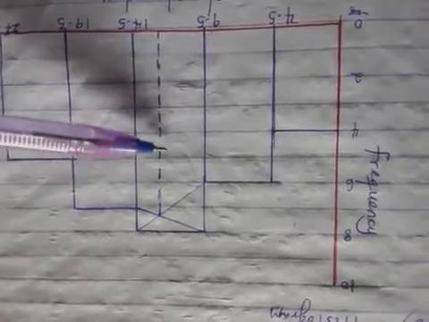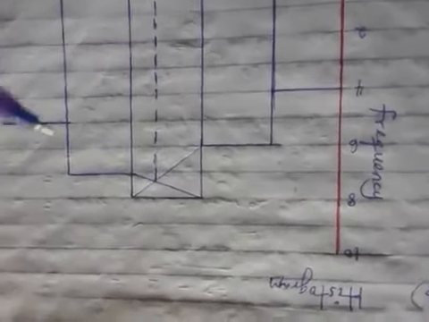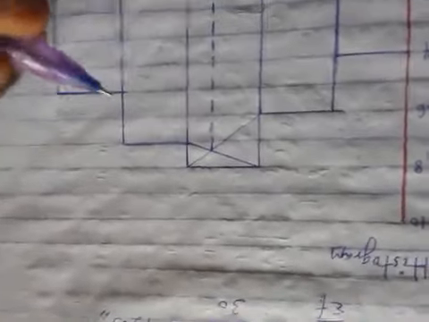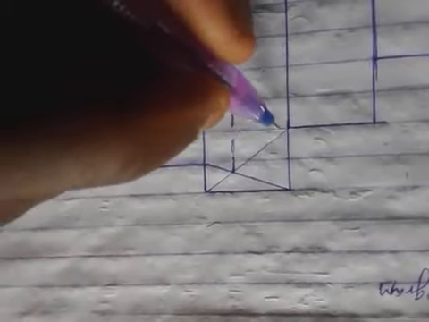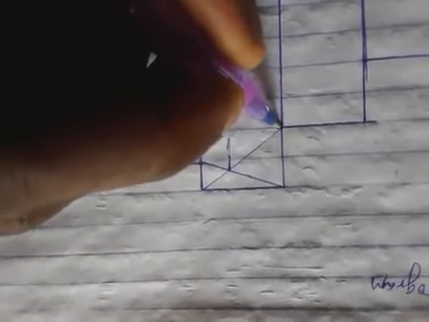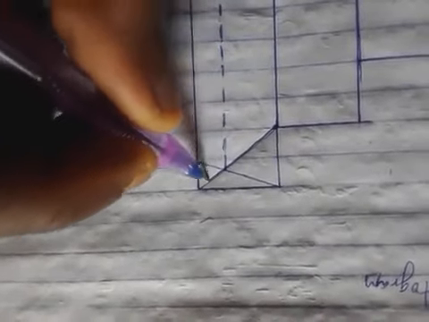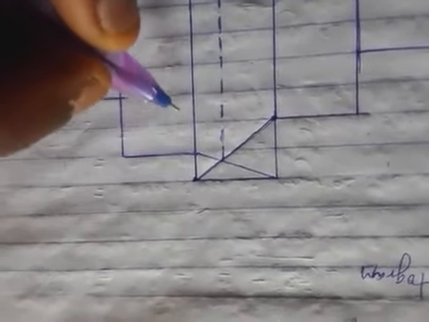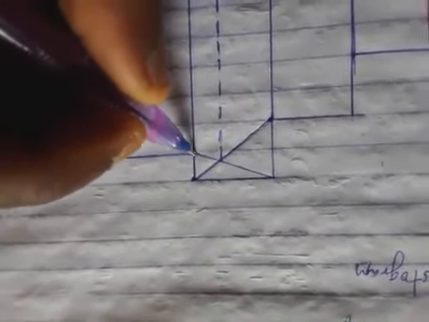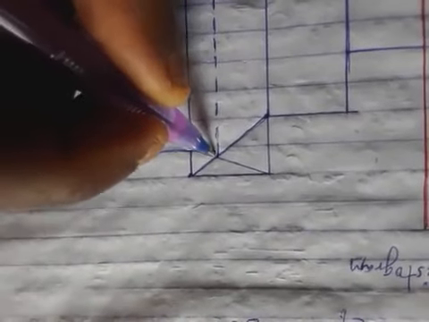So since this is the tallest bar in the middle, I join the points. The tallest bar has a point from here to its corner. You can see it. And then the tallest bar is also joined to this particular point to its corner.